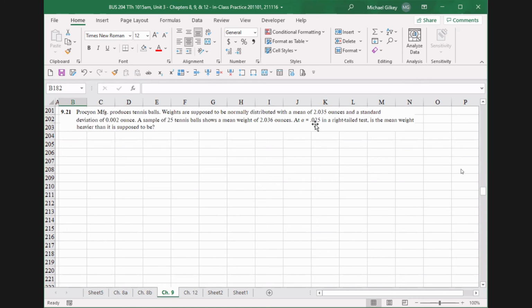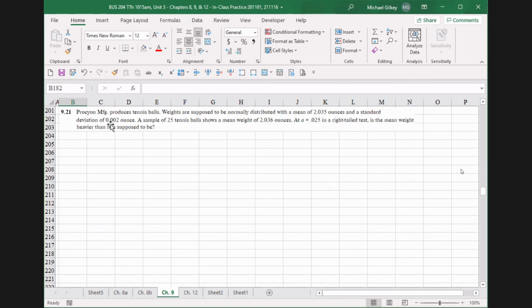And now here's where they do stuff in the textbook that I think is just a bad idea. Here they tell you, what kind of a test is this? Right-tailed. But do they need to tell you that? No, because what does the next part of the sentence say? Is the mean weight heavier? That's redundant, because asking if the mean weight is heavier than it's supposed to be means it's a right-tailed test.